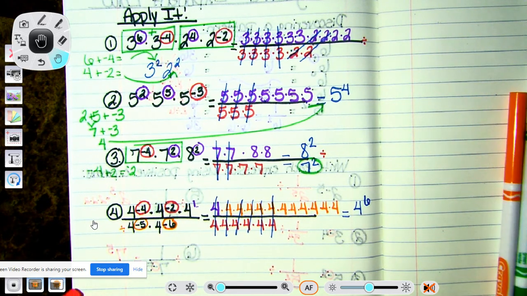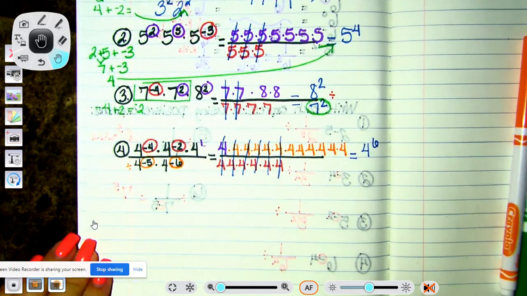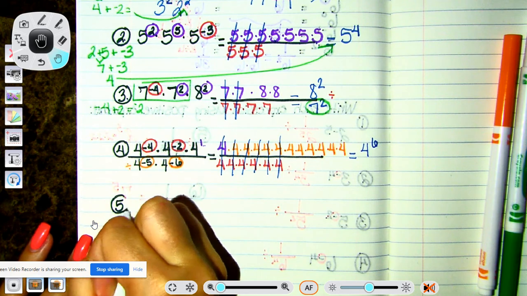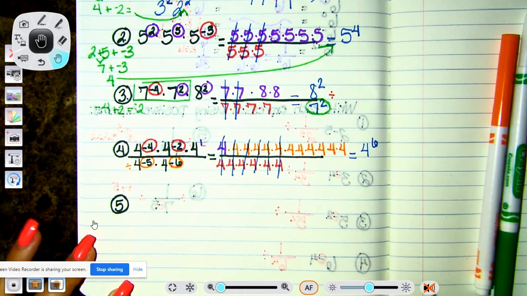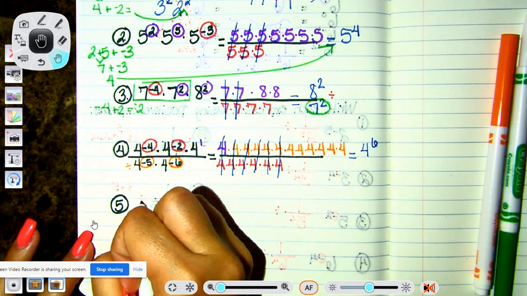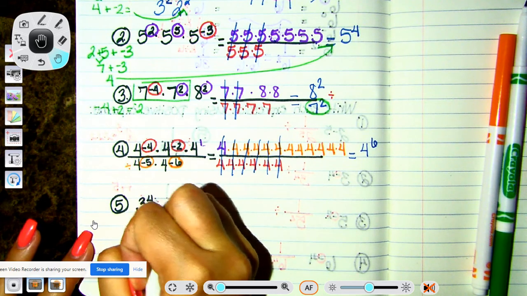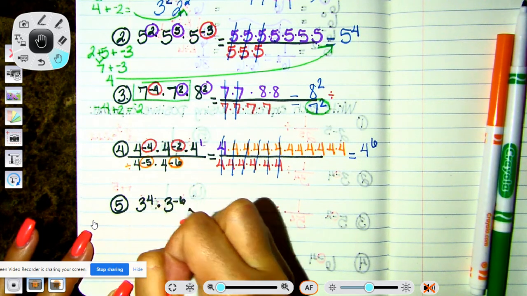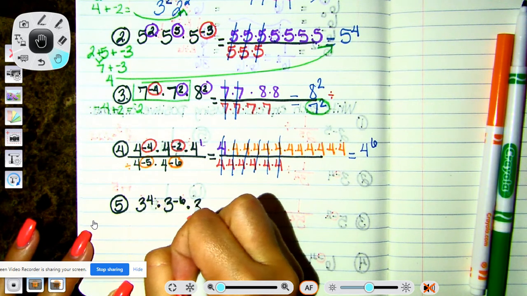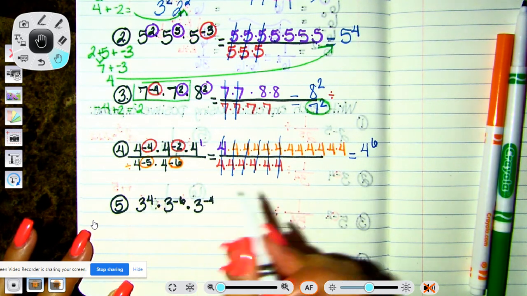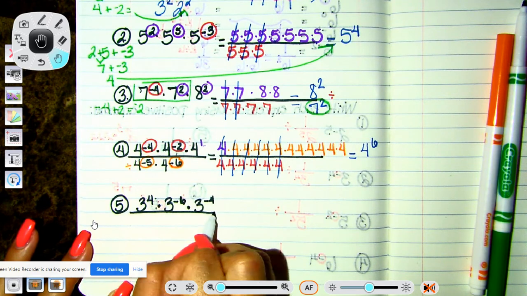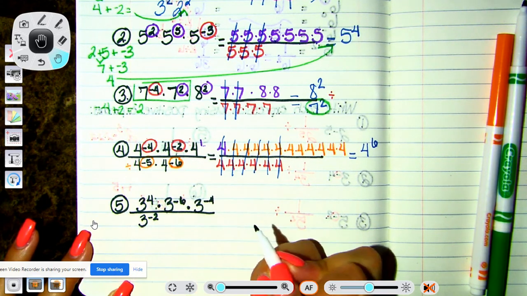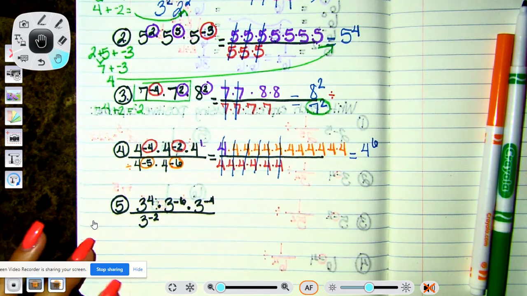Okay, let's do one more with negatives also on the bottom. So we are going to do 5 examples. Okay. 3 to the fourth power times 3 to the negative sixth power times 3 to the negative fourth power over 3 to the negative second. Okay.